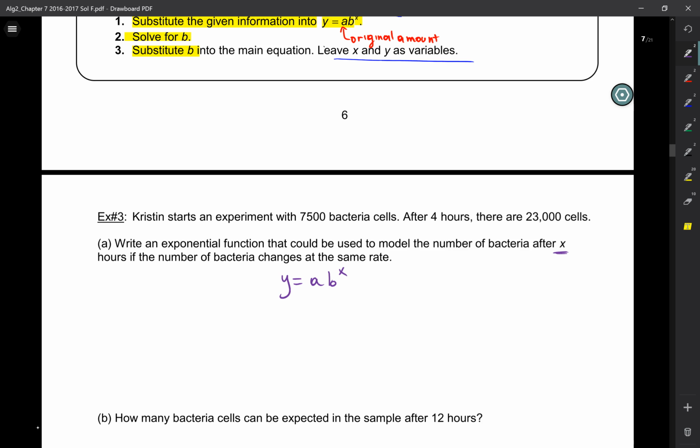Now remember, we had an initial amount that goes into this, and we have a final amount that goes into this. So in the problem, what am I given? 7,500. Which quantity is that? That's your a, because that's the initial amount. So a is 7,500. What's 23,000? y.